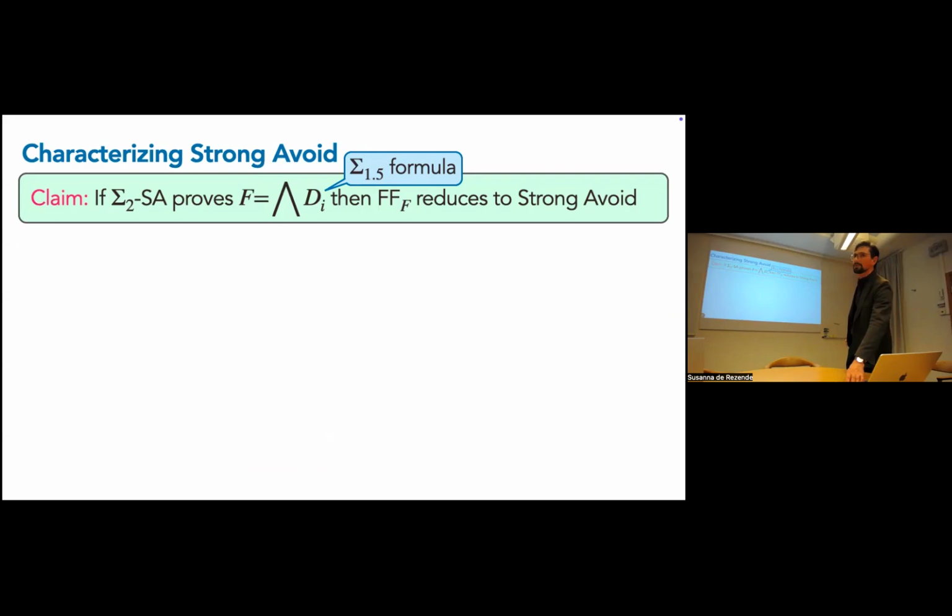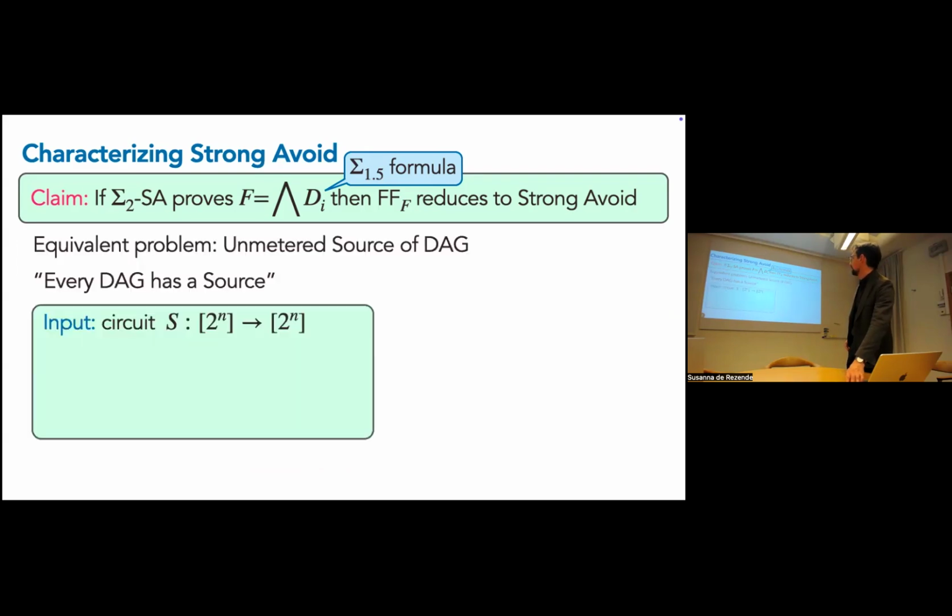Okay, so if you have a Sherali-Adams proof of a formula, then you can construct a reduction to strong avoid. We'll study the equivalent problem called unmetered source of DAG, which says that roughly every DAG has a source, but unmetered means you're allowed to actually point backwards, kind of.